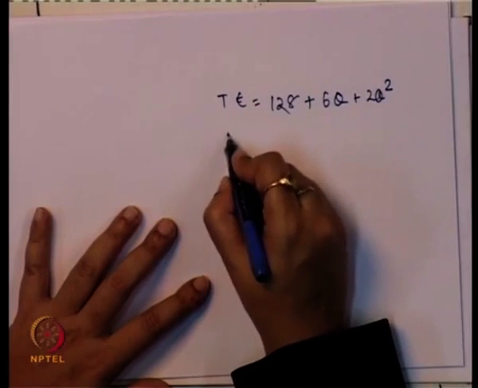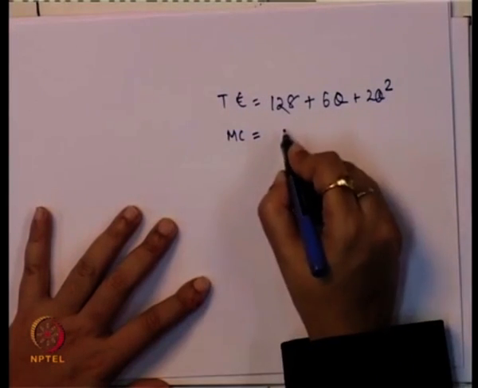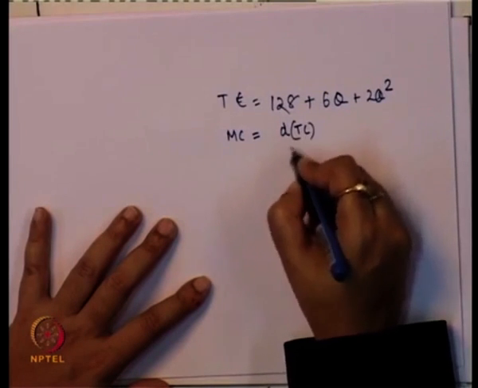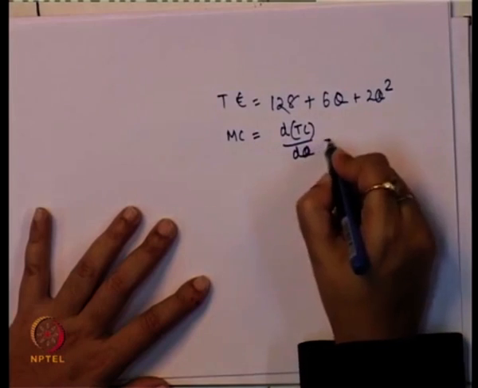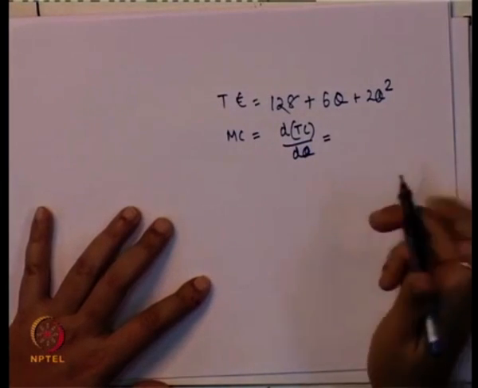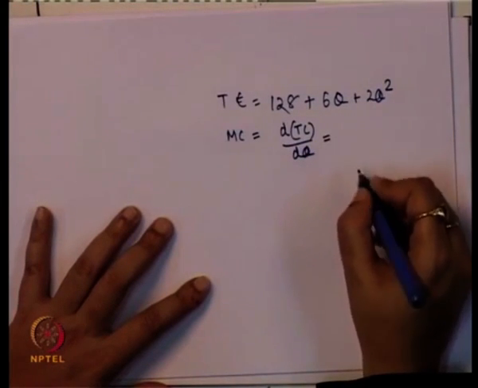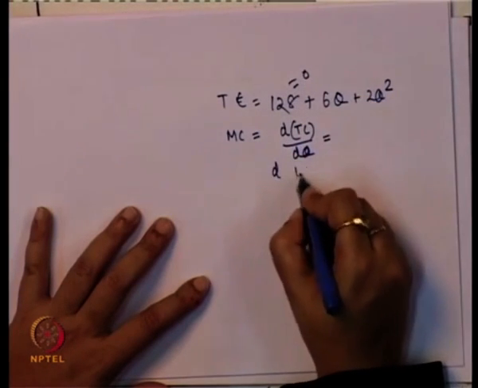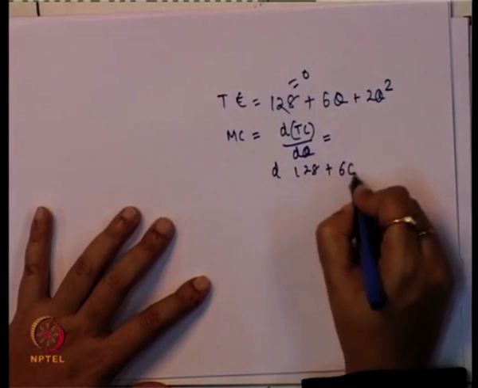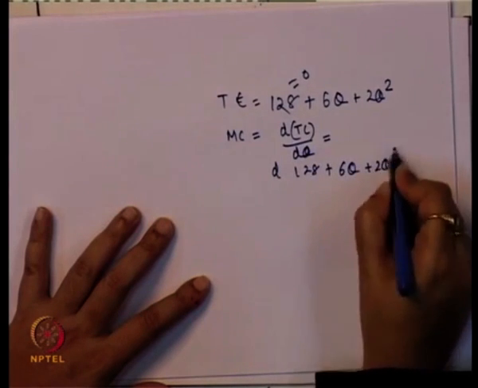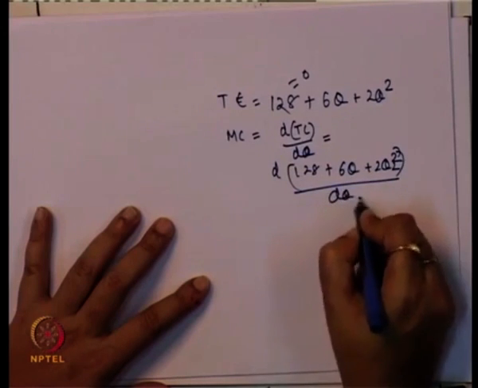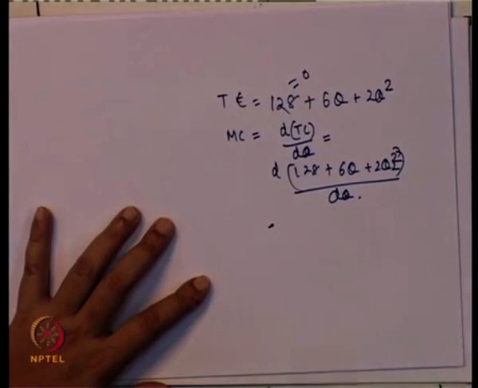Here we will find out the marginal cost, and how to find it. Generally, we take the first order derivative of total cost with respect to dq. So, in this case, how do you find this? The total cost is 128 plus 6q plus 2q square, and we differentiate it with respect to dq.